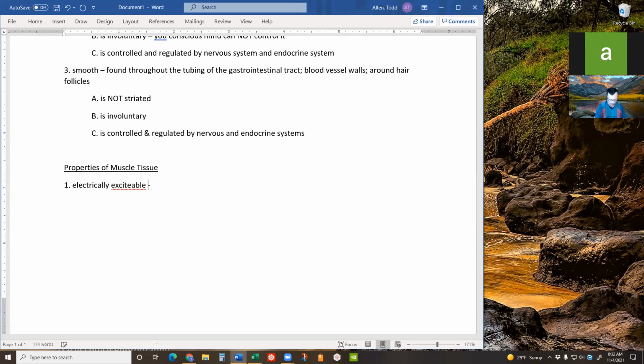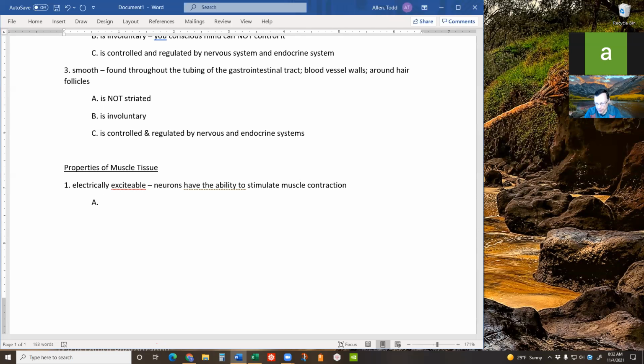Okay, so muscle tissue is electrically excitable. Neurons have the ability to stimulate muscle contraction. In addition to that, I'm going to say some things that may not make too much sense yet because we don't have the background yet for it.